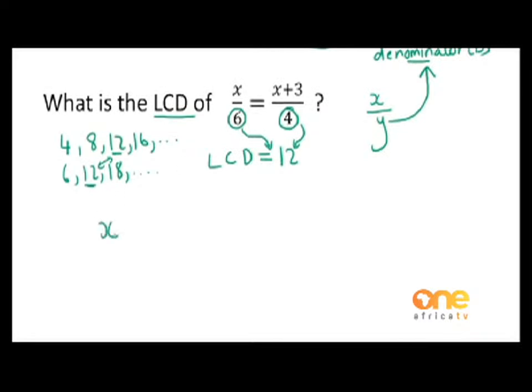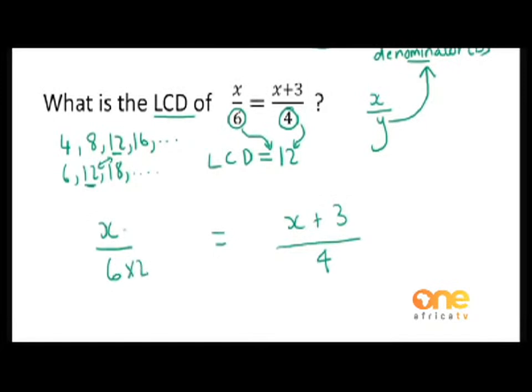So let's write our equation out. X over 6 equals x plus 3 over 4. So how do we get 6 to 12? Well, we times this by 2, and then what we do to the bottom, we must also do to the top. And then we need to get 4 to 12. How do we do that? Well, we times the bottom by 3, and then we times the top by 3 as well. But now be very careful. You have to times x plus 3 in its entirety by 3. So you put this in brackets, and then you go times 3.